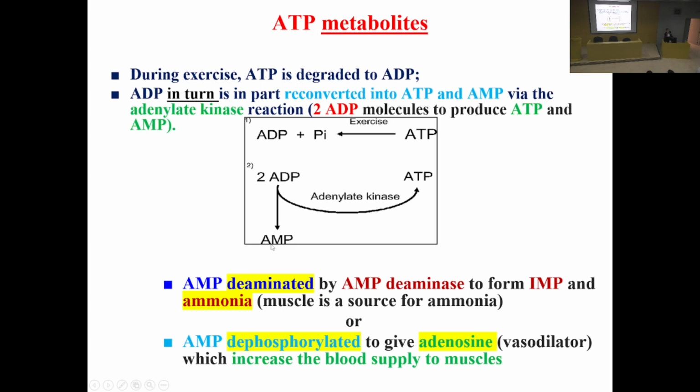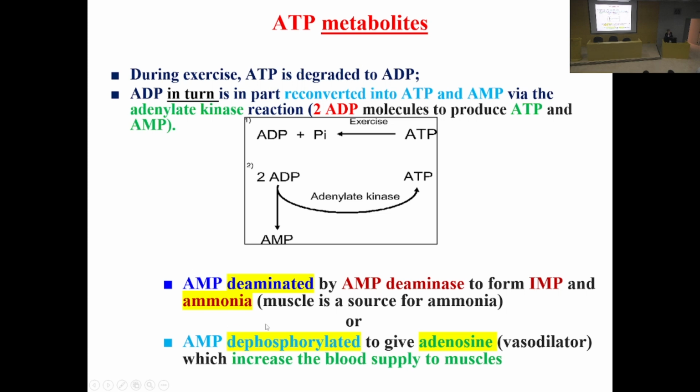Okay, so this AMP can be deaminated, so we're going to remove the amino functions, and it will lead to the production of ammonia, right? You remember that from last year? The ammonia production, urea cycle. All right, so when the AMP is deaminated, we obtain ammonia, and this ammonia can be a source from the muscles.